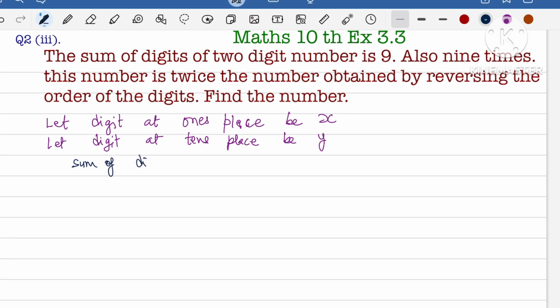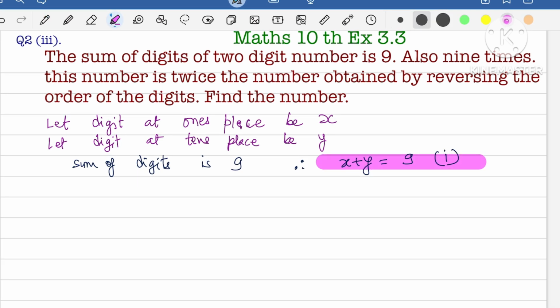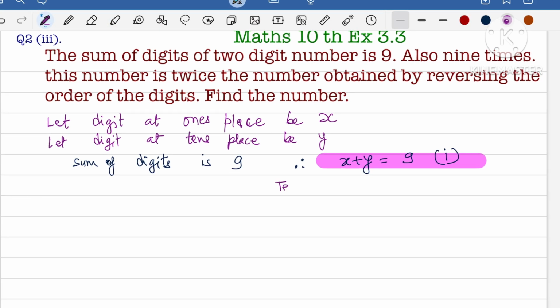Sum of the digits: X plus Y is equal to 9. So this is the first equation, because sum of the digits is given. So X plus Y is 9.